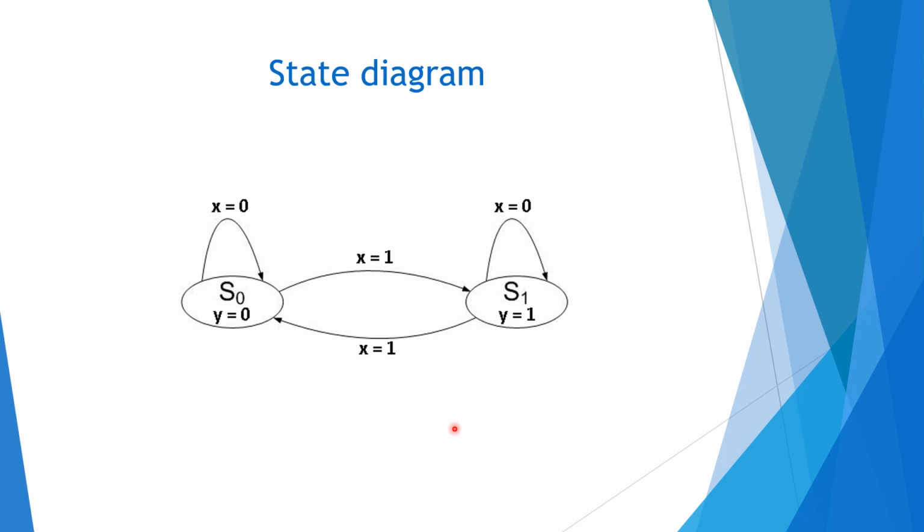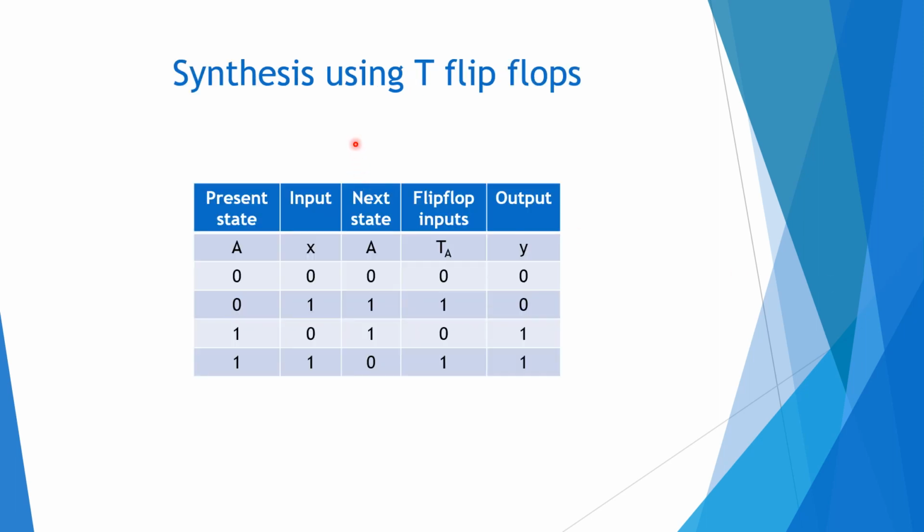And simply how to explain the working is, at this state it is showing even parity, at this state it is showing odd parity, and when it is odd parity the output will be 1, at even parity the output will be 0. So that is the logic of the state diagram, the working of this circuit. Let us now do the further synthesis, using a T flip-flop. This is the present state, input, next state, flip-flop input. According to the state diagram, we have drawn the state table.